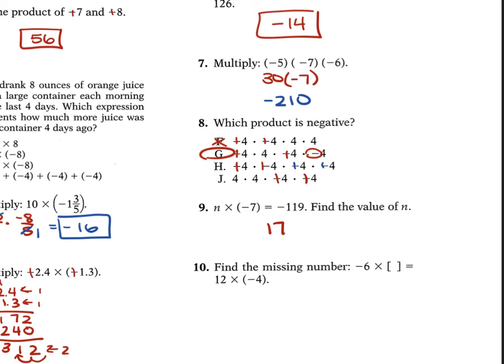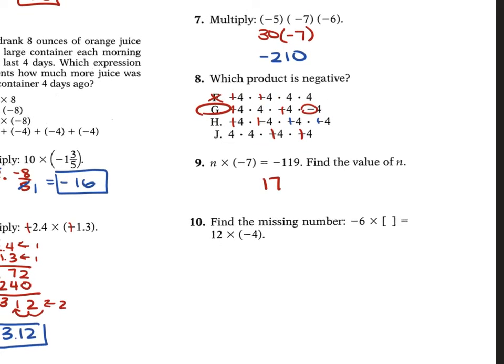For 10, it says find the missing number. Negative 6 times something is equal to 12 times negative 4. Well, we know that 12 times negative 4 is negative 48. So negative 6 times something is equal to negative 48. It's going to be a positive 8.